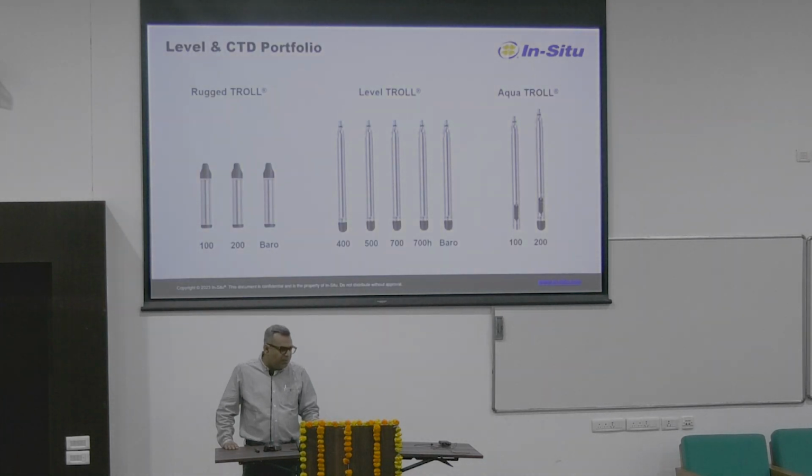We have a portfolio for the label and CTD. These are the pressure-based transducer label sensors, which work from 0 to 76 meters, and then rugged trolls. And when we come to the label troll, it works up to 500 meters. Aqua trolls, the 100 and 200s, are basically our CTD, and it works up to 200 meters.